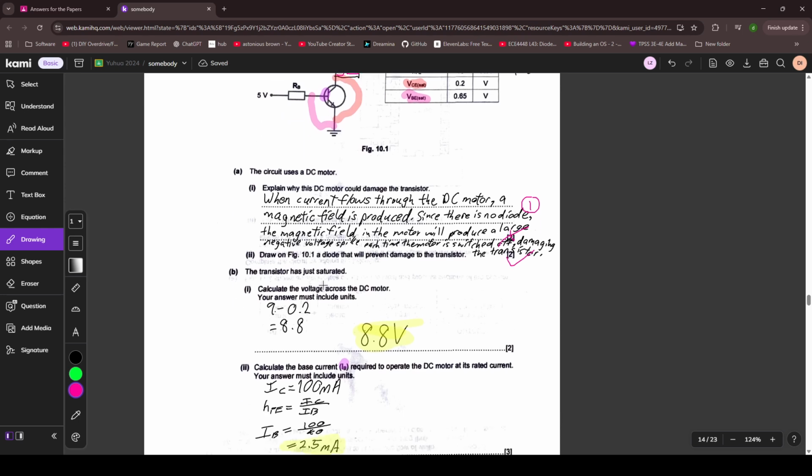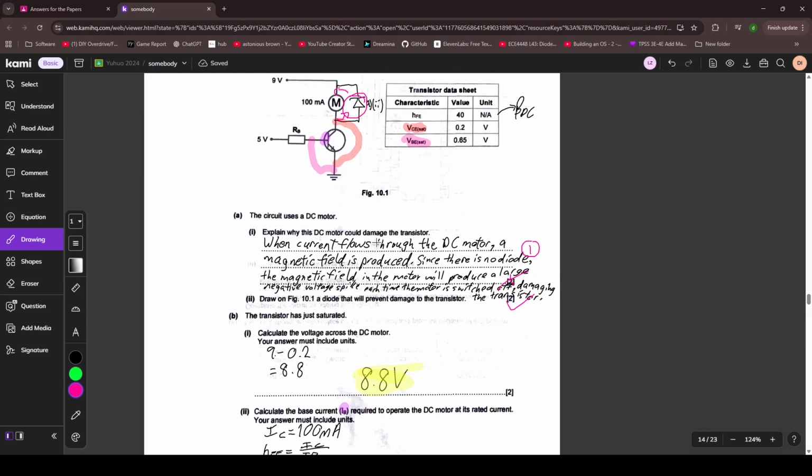The transistor has just saturated. Okay, that's a stupid way to say that. Anyway, calculate the voltage across the DC motor. Your answer must include units. What kind of statement is that? Your answer must include units.